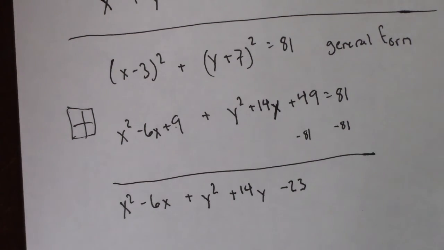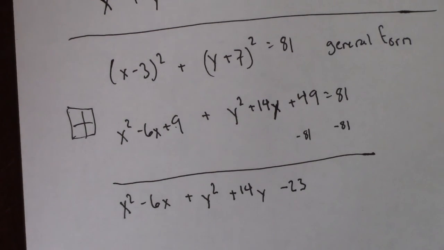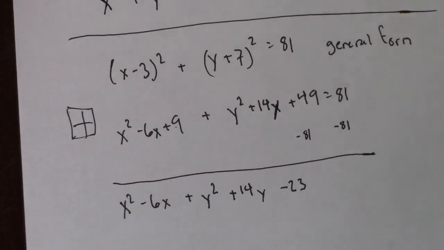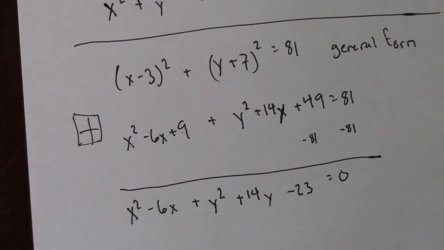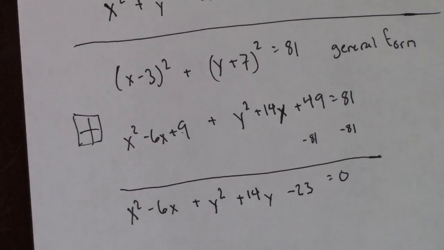X squared minus 6x plus y squared plus 14y minus 23 equals 0. Don't forget that little part, because if you don't have the equals 0, you are not correct. I've got to move that over, equals 0. Does it like it? 1 out of 1, and that is an acceptable answer.